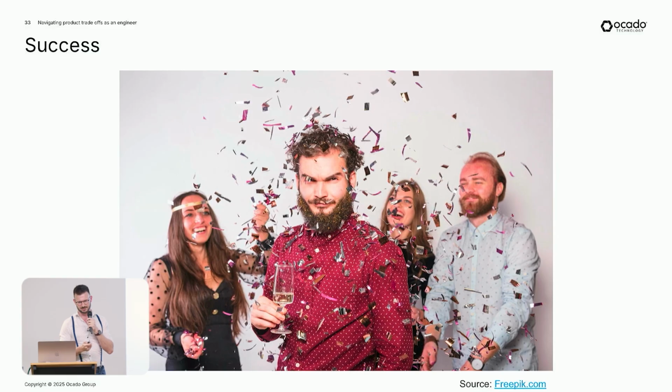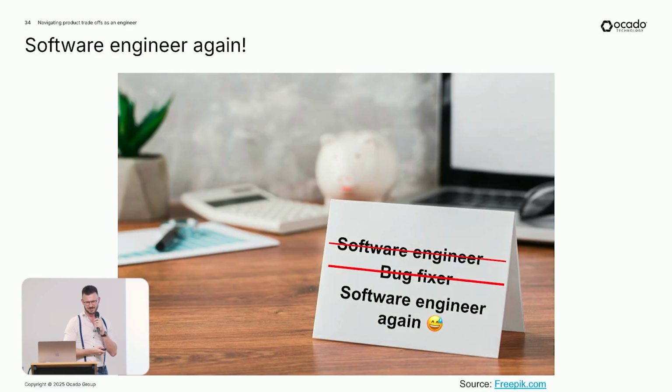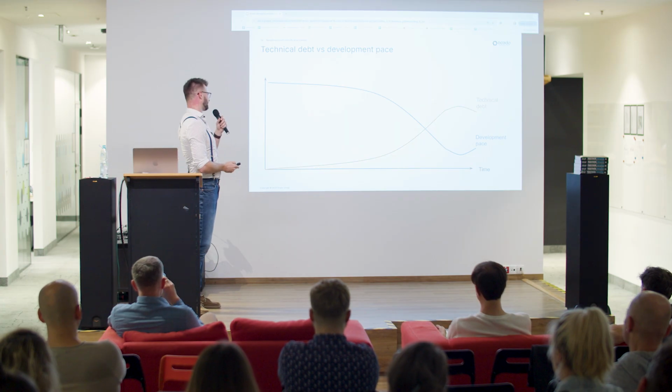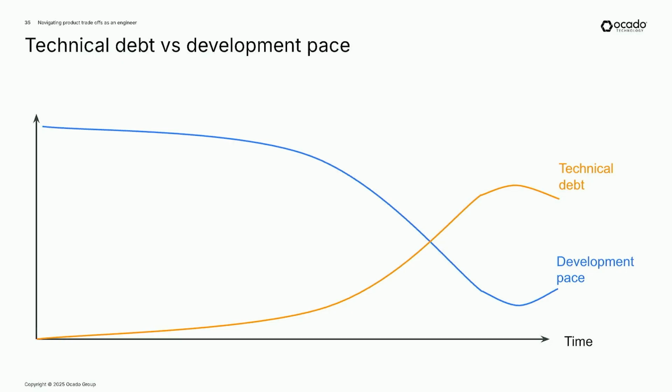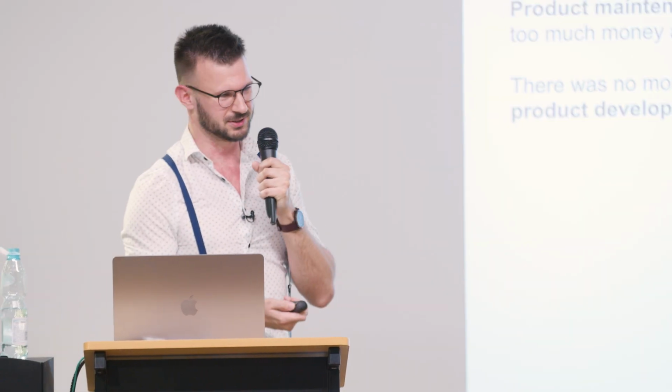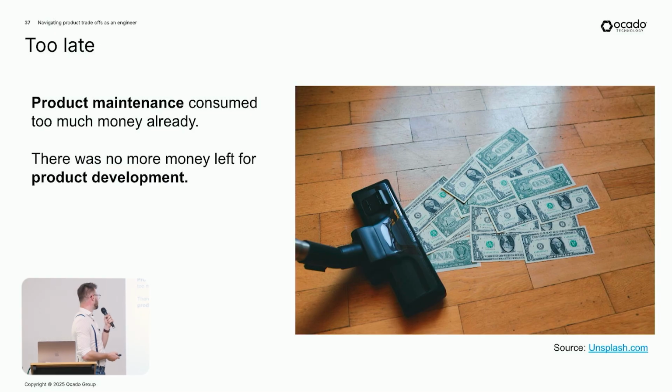It was a really great success. From then on, we were able to call ourselves software engineers again, not bug fixers anymore. And the chart looked more like this. So we kind of reversed the negative trend in technical debt, and the development pace increased a little bit. Unfortunately, it was already a little too late, because product maintenance consumed too much money. There was no money left to develop the product anymore.